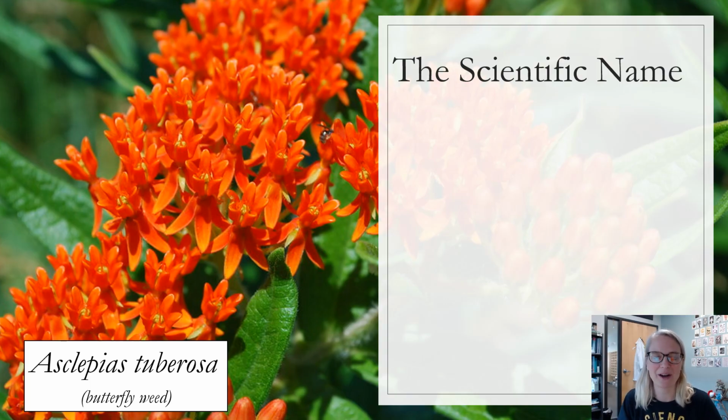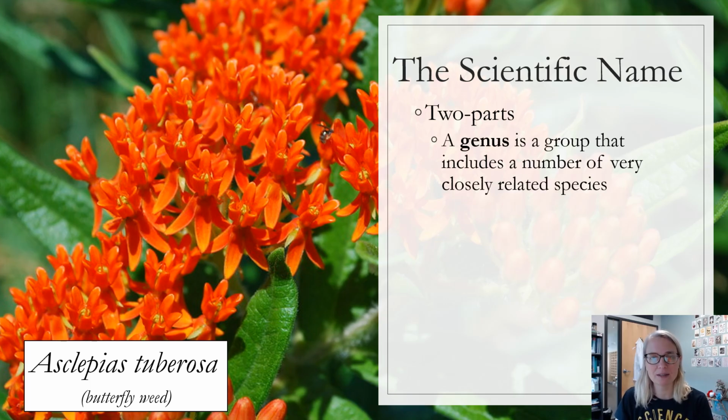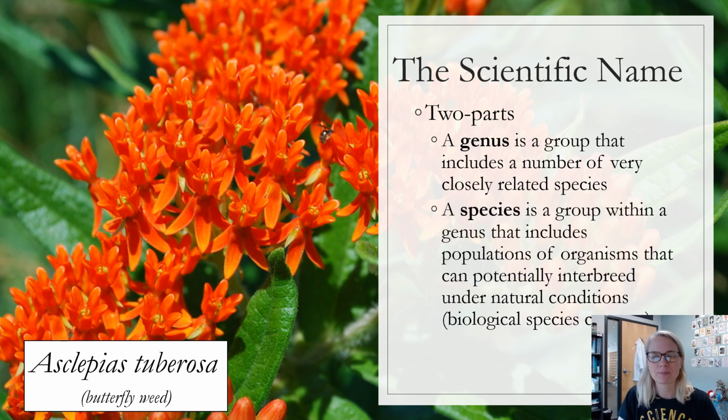Actually, here's one example right now. This one is called Asclepias tuberosa, which is a scientific name for what the common name might be butterfly weed. There are some rules that apply when you are using or writing out a scientific name. They have two parts, the first name and the last name. The first name is the genus, which is a larger taxonomic group of closely related organisms. And then the second name is the species.